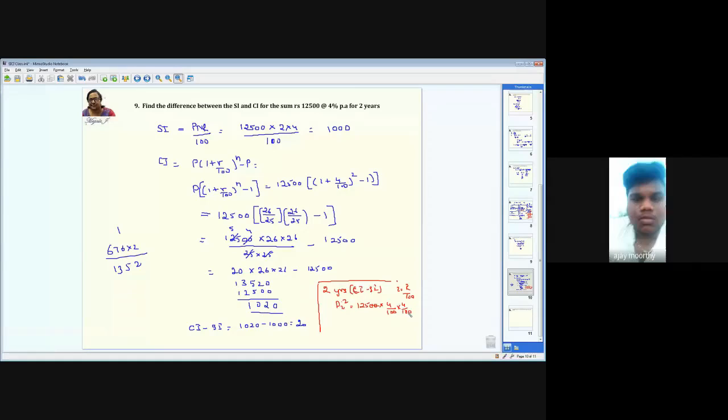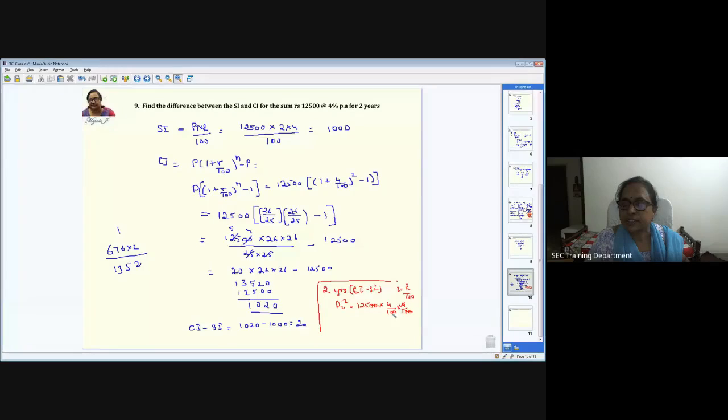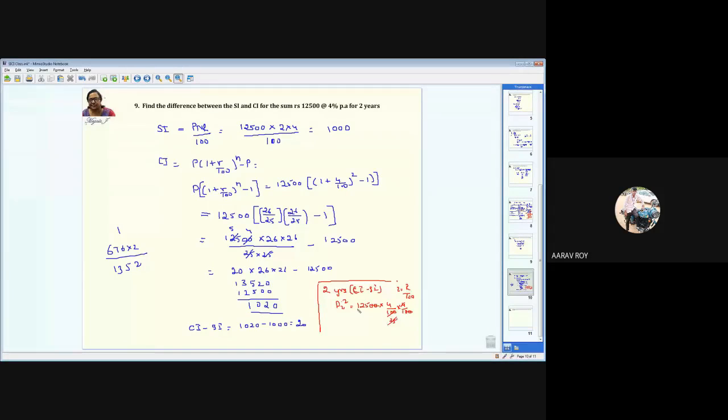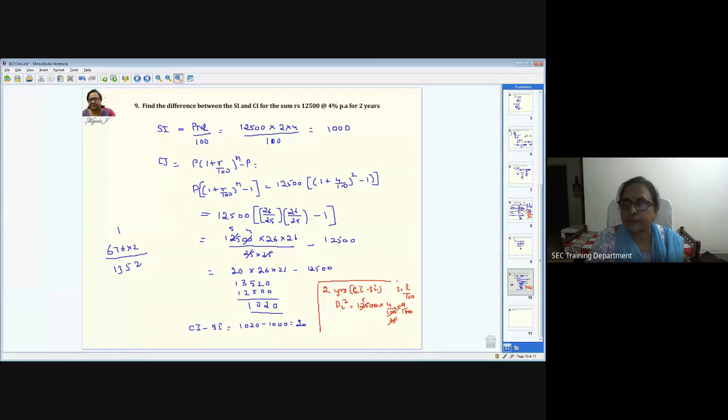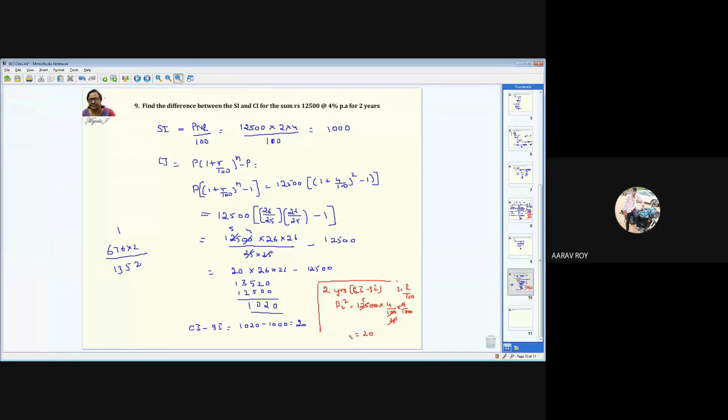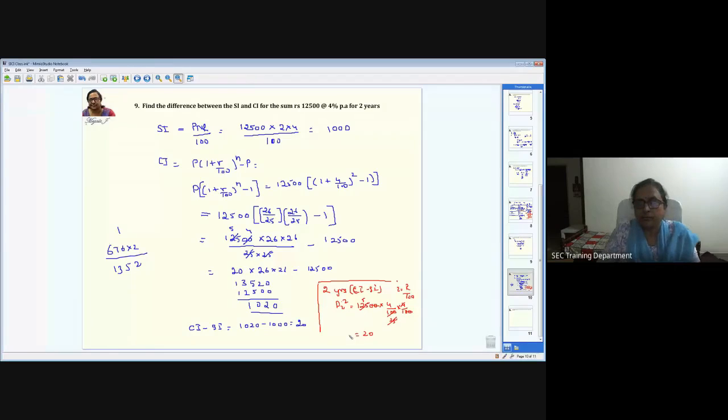These 2 zeros will go with this. And we can cancel this and this. 25, 25 will cancel with this. 5 times 5 into 4 is 20. So this is what I said. The formula will be useful here.